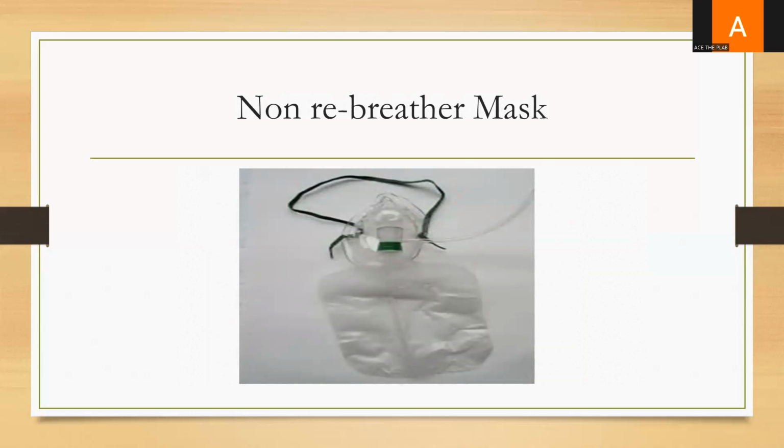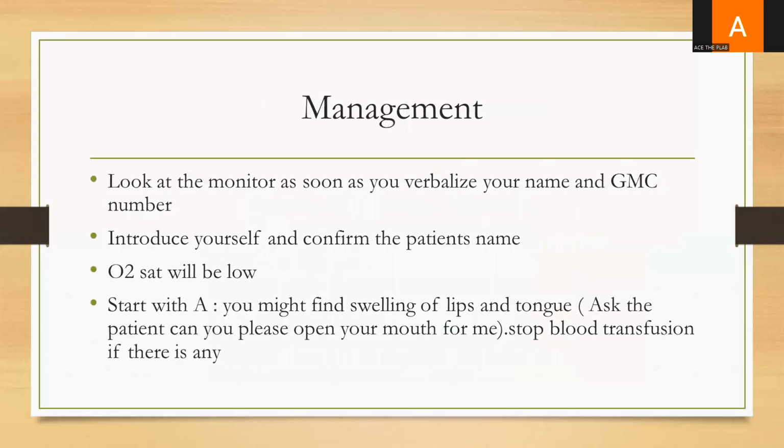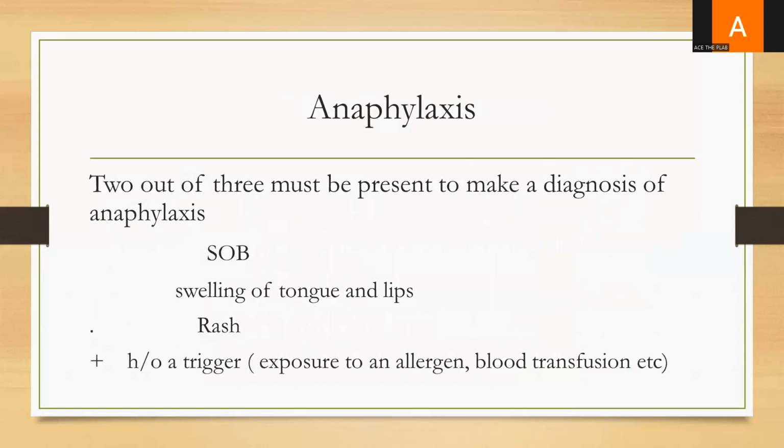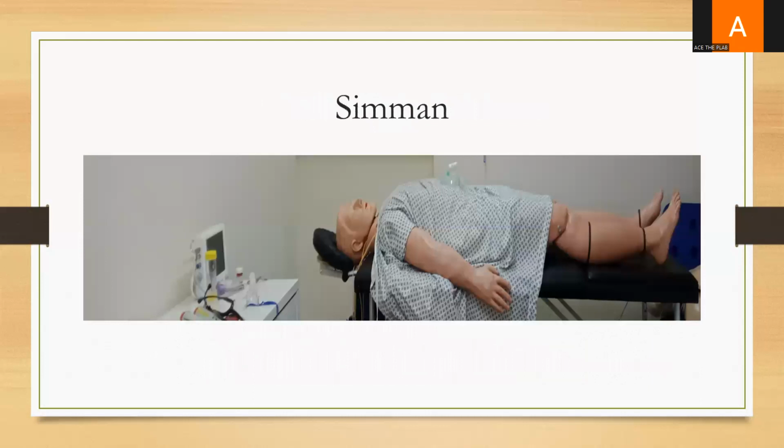Okay, right. So I hope anaphylaxis is clear. We will briefly summarize it. So as soon as you enter the cubicle, for example, this is your anaphylaxis station. Outside the cubicle, it will be written that Martha, age 24, has come to the accident and emergency department with breathing difficulty. Okay, and you are NF2 in the accident and emergency department. So manage the patient and address her concerns.